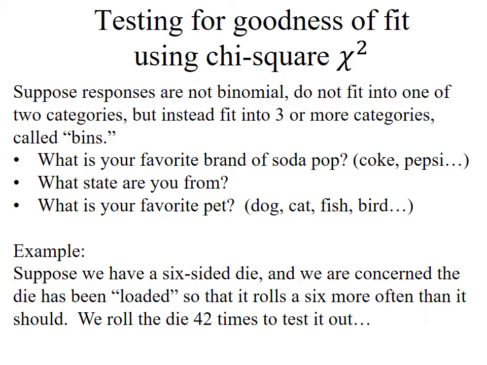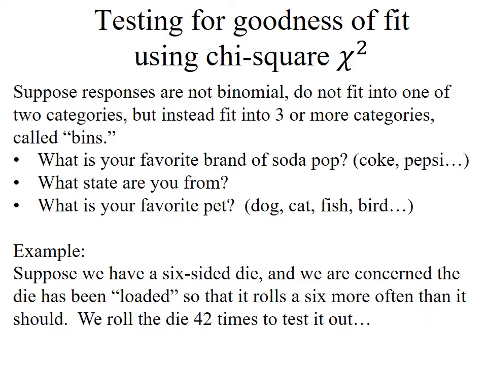Now, my data isn't going to be binomial, fitting into one of two categories, but I can put my data into one of several categories. Let's work through an example about this. We can analyze this sort of data and compare it with a null hypothesis using what we call the chi-squared distribution.